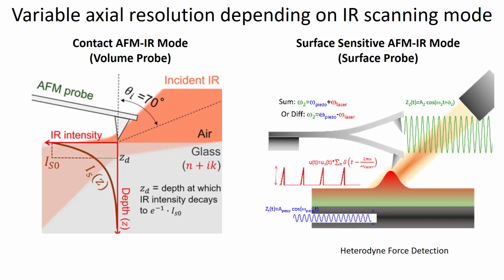One is contact AFM-IR mode, or volume probe, where you're really measuring an integrated area below the surface of your sample. So there's really no axial resolution. It's just the entire sample basically expanding. You're measuring the expansion of that whole material. So axially, we don't have great resolution in this particular mode, but we also have this other nonlinear force detection or heterodyne force detection mode, where we're mixing two waves, and that gives us much greater surface sensitivity.